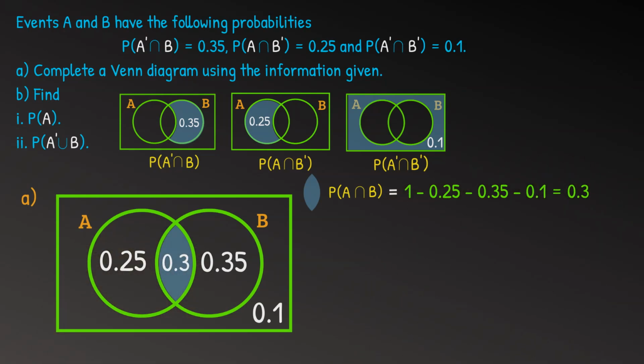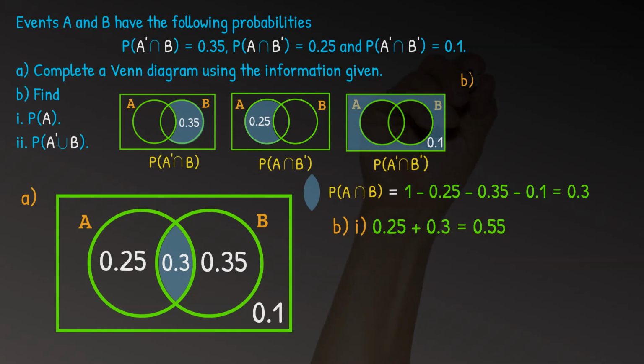In part B, we're first asked to find the probability of A, which is very straightforward because we can just add up all of the numbers that are inside of the circle A. So that's 0.25 plus 0.3, and our answer is 0.55.